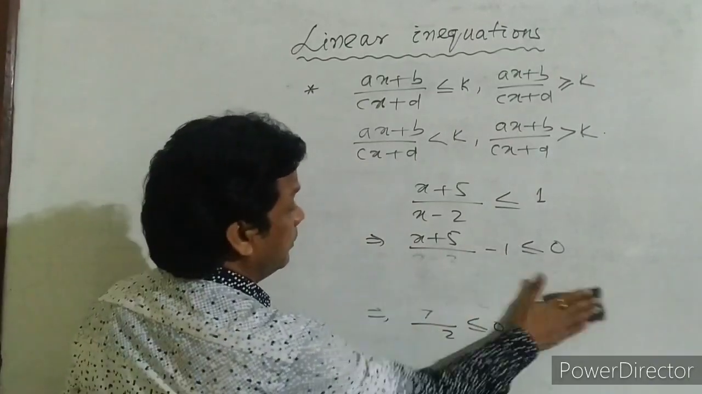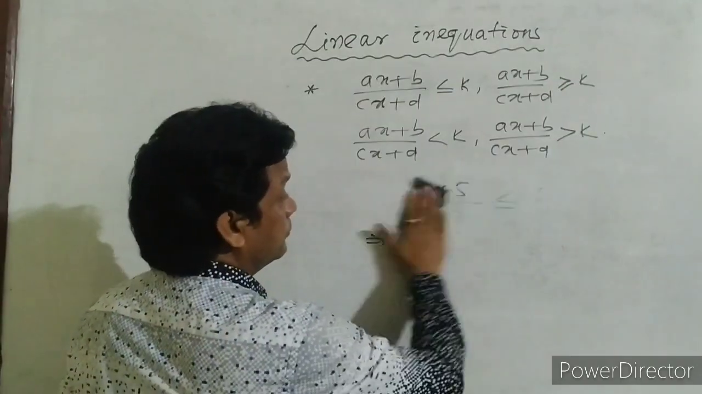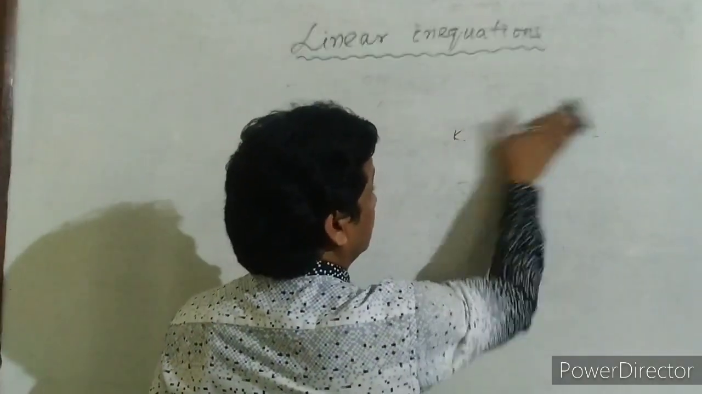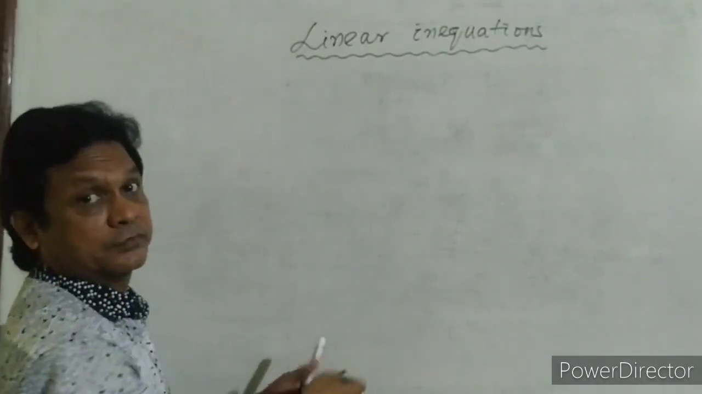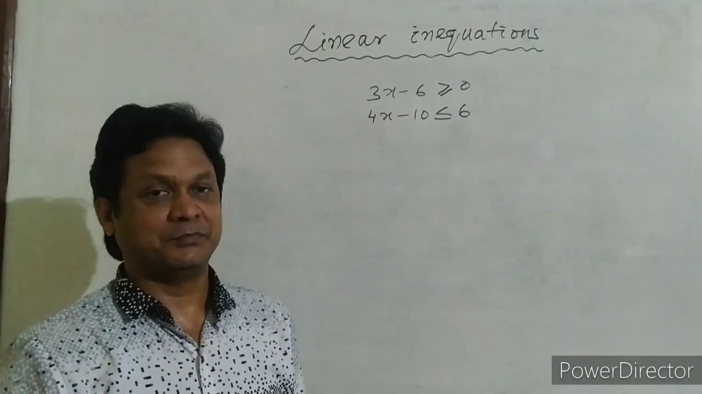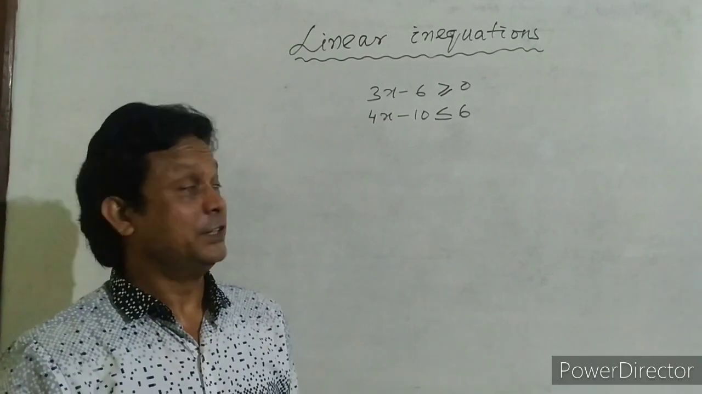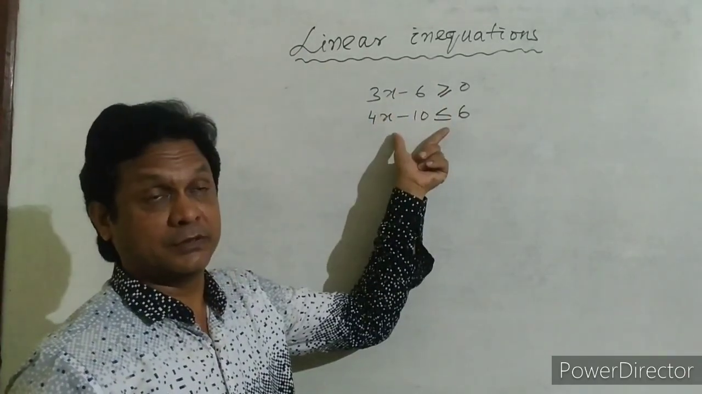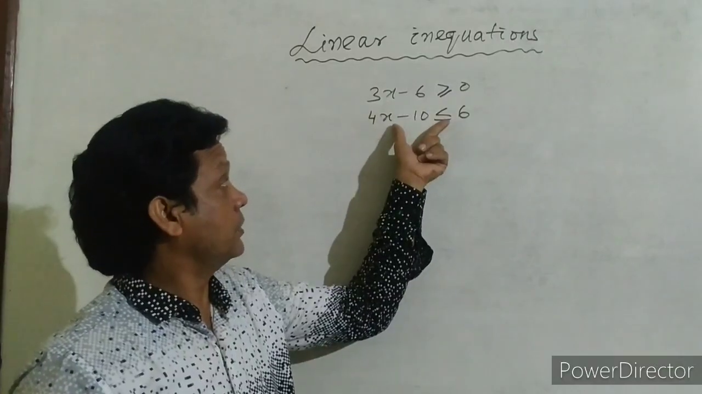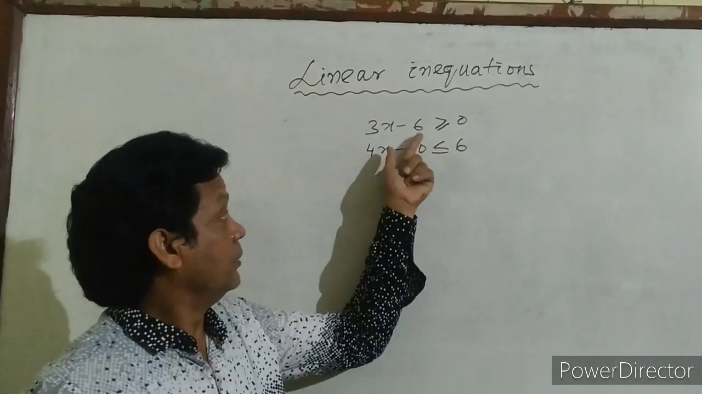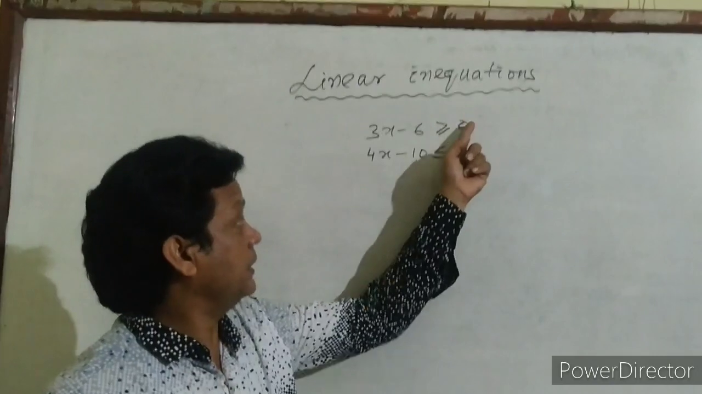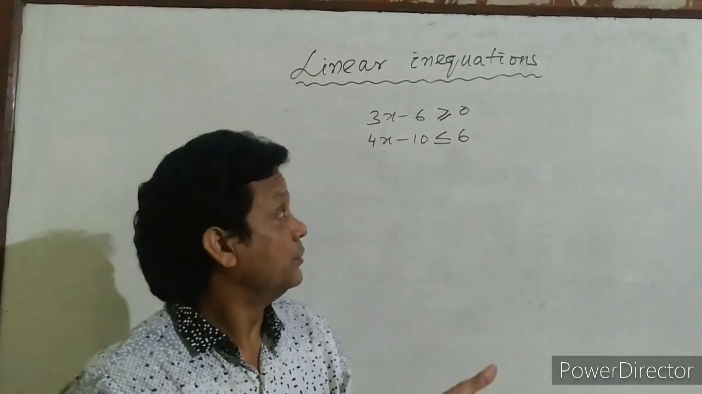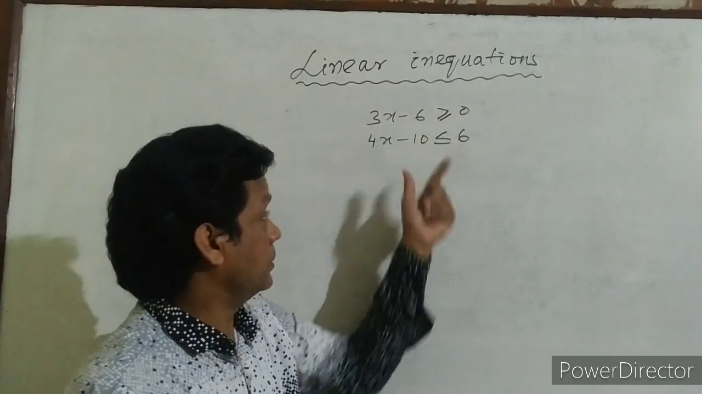Okay, another type I am going to tell you. See here, I am going to solve a system of linear inequations. This is an inequation, this is an equation, and this is a system of them. That means you have to find out the value of x which will satisfy both the inequations.